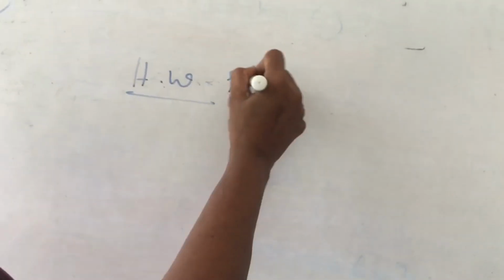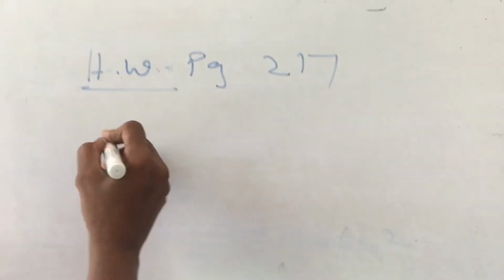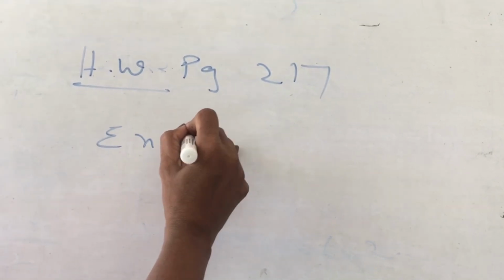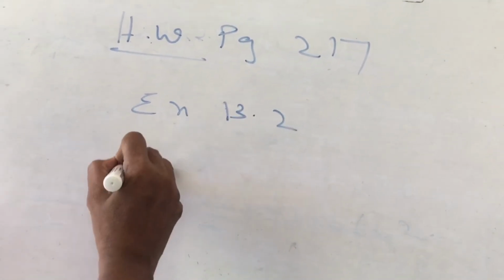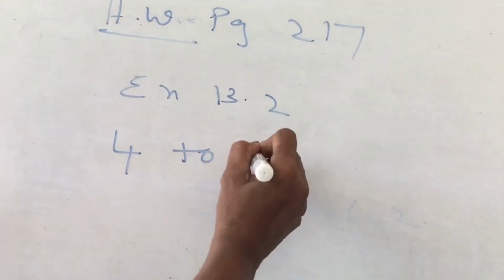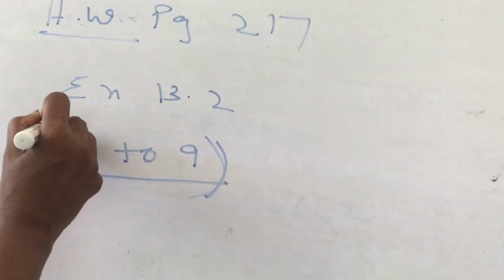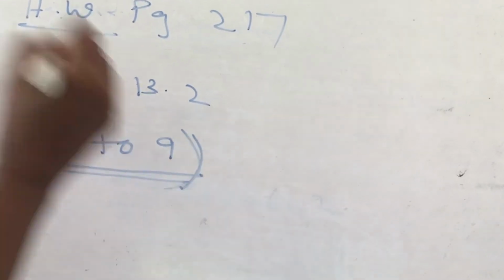Note down the homework, children. Page 217, exercise 13.2, questions 4 and 9. All of you please work out. The homework is the repetition of the classwork.